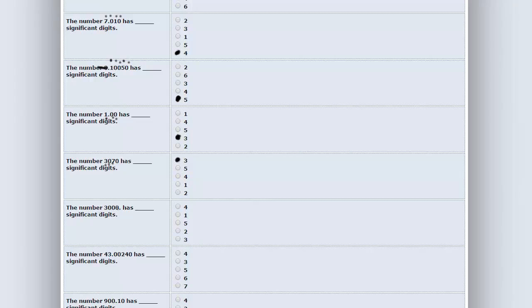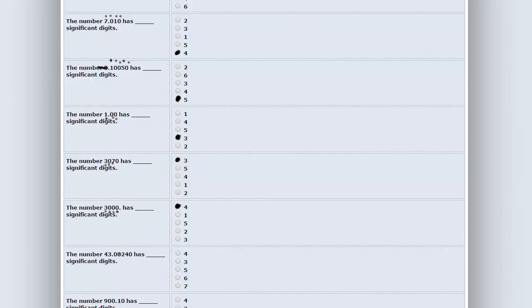This number, 3,000 with a decimal point, how many significant digits does it have? Well, that decimal point right there forces that one to be significant. And you know 3 is significant, and zeros between 2 significant digits are significant. So there are 4 significant digits there.